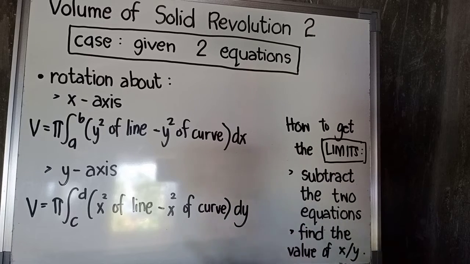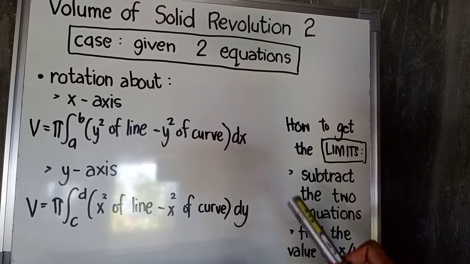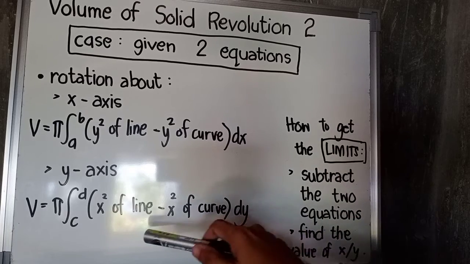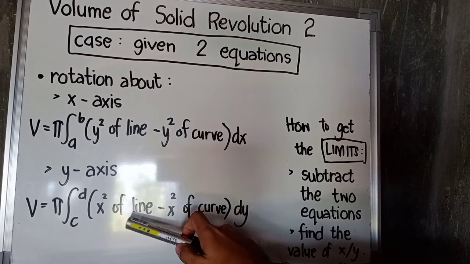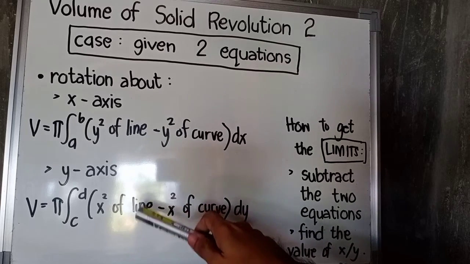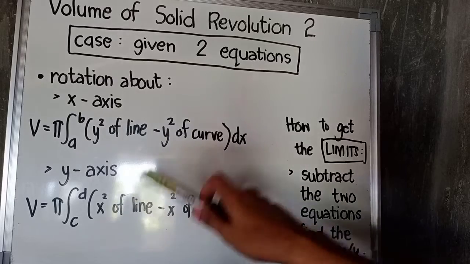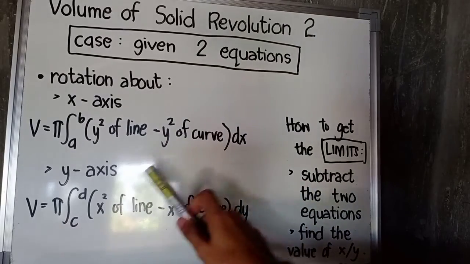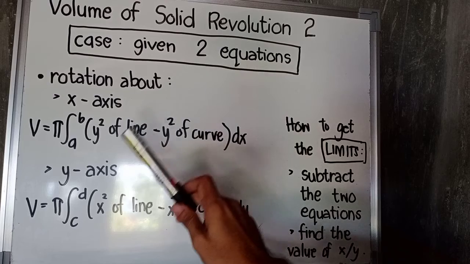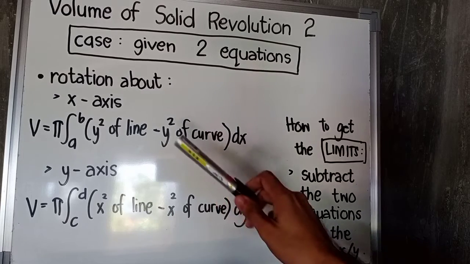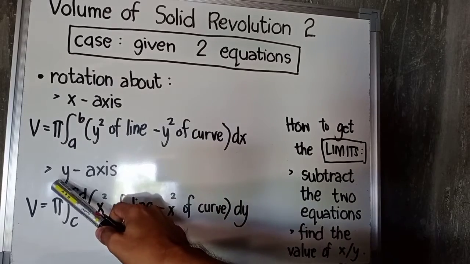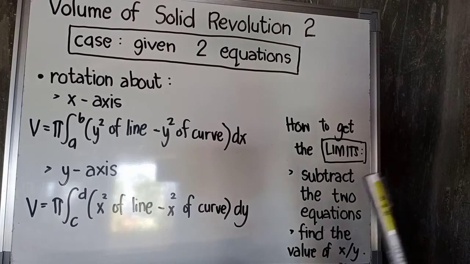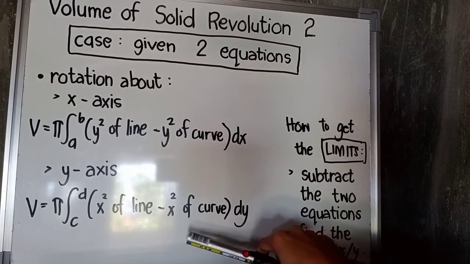maaaring hindi siya line o curve. Maaaring hindi siya line and curve. Pwede siyang curve and curve. So, anong ilalagay niyo din sa unahan? Always put the equation with the lower degree. So, kung parabola yung isa, tsaka cubic, uunahin yung parabola din sa cubic. So, this is a square, x squared of the line minus x squared of the curve kasi rotation niya ay about the y-axis. So, yun yung ating formulas.